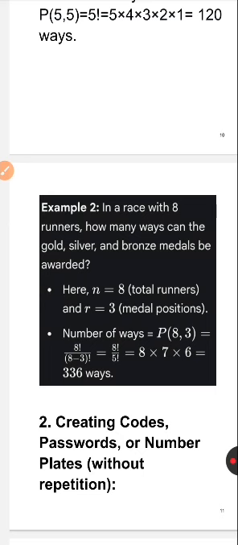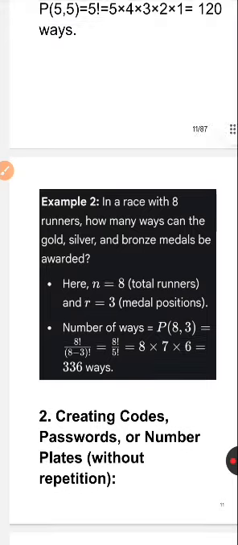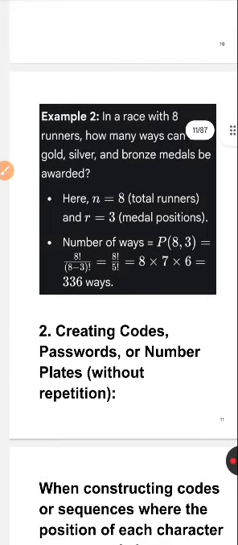Therefore, you find the factorial of the total, in this case 8, divided by the factorial of what remains when 3 is subtracted from 8, so you get 5. So that's what you get for this one. Then you find your factorial. As I said, all the positive integers that are less than or equal to the number. In this case, we have 5 factorial.